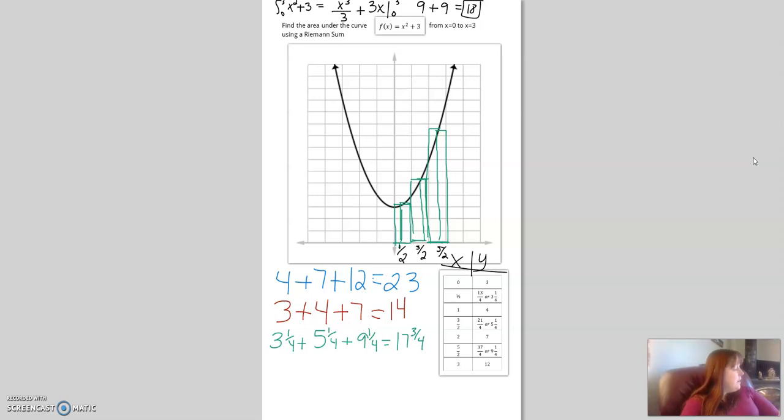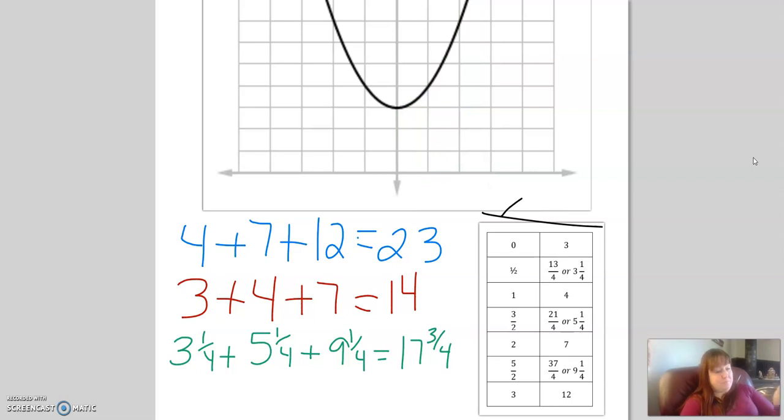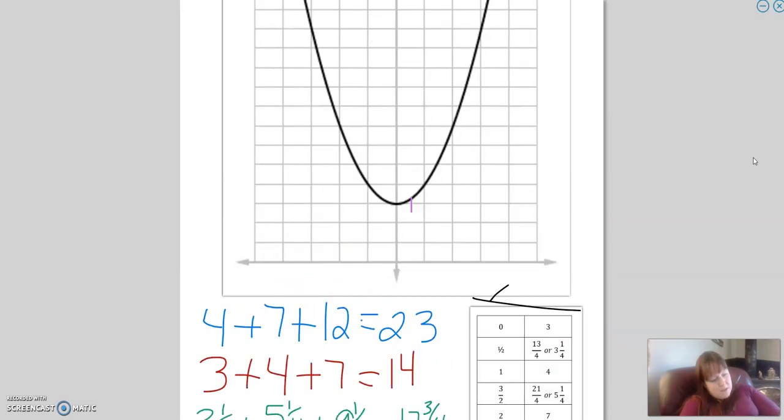Now there's one more way. I think I have enough time. One more way we could do this. We could make more rectangles, right? We don't just have to do 3 rectangles. Let's do 6 rectangles. So if I have 6 rectangles, there's going to be this rectangle right here, right? And then there's going to be this rectangle right there. And we'll do a right hand one on this one. So we're going to go on the right hand side of the box and then up.